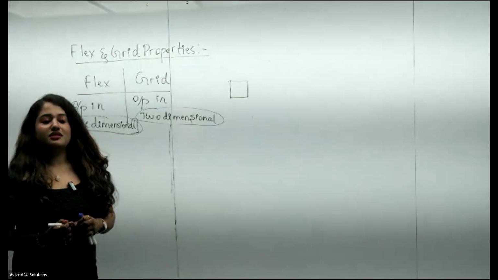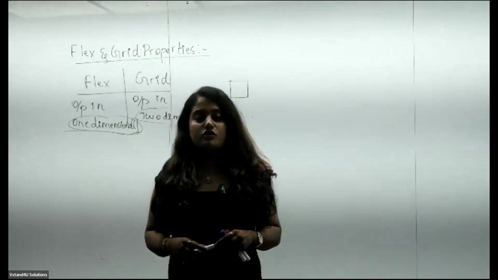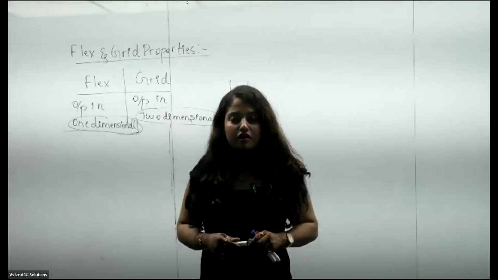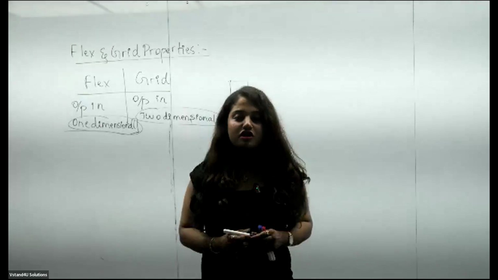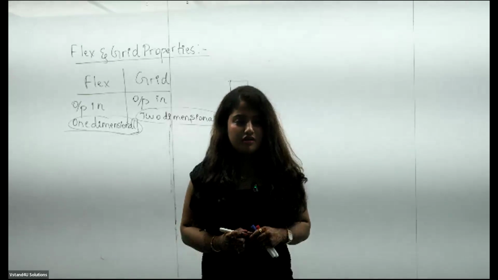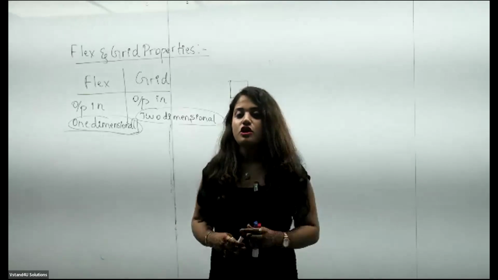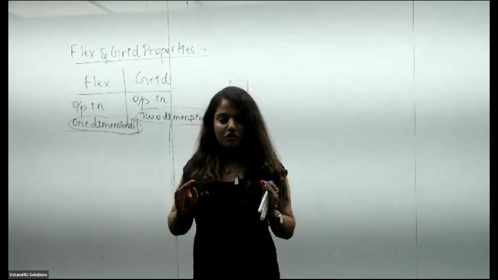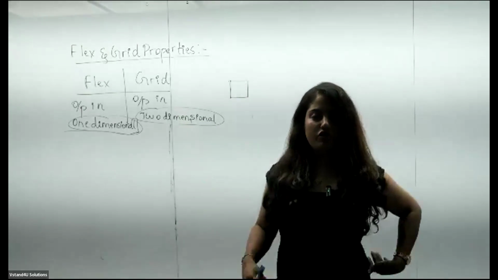What is one dimensional? It has height and width. Two dimensional? Two dimensional only has height and width. One dimensional does not have height and width. Yes or no? First, you people tell me the difference between one dimensional and two dimensional, then only I'll move forward.